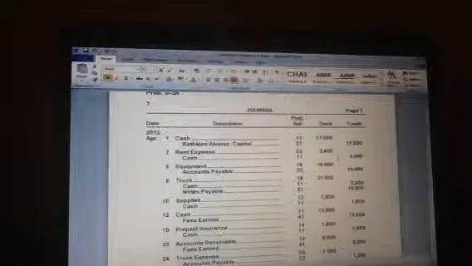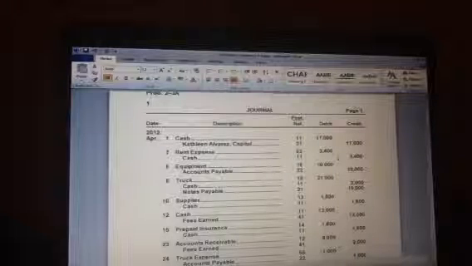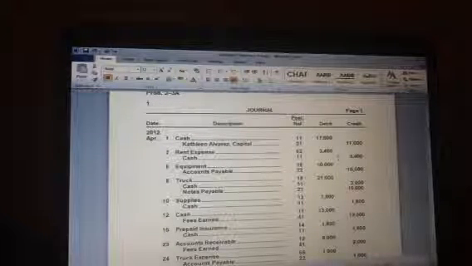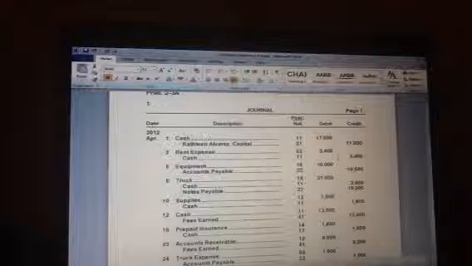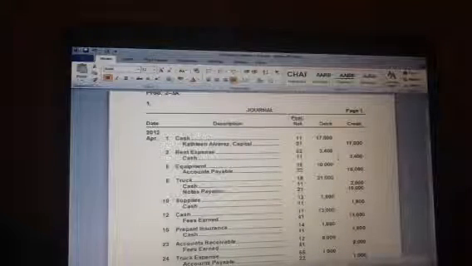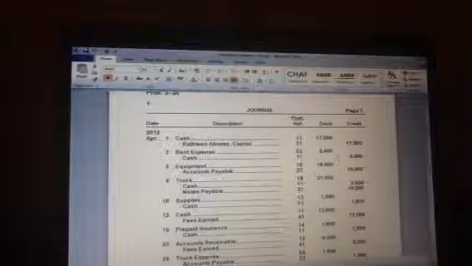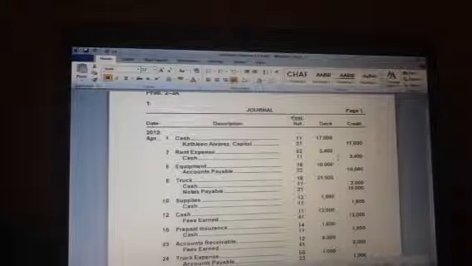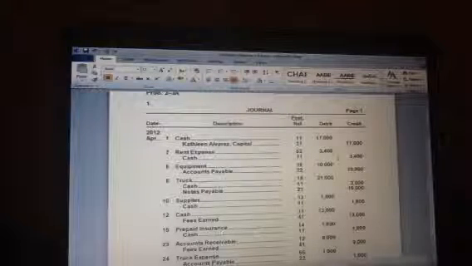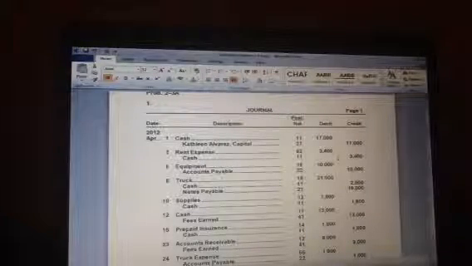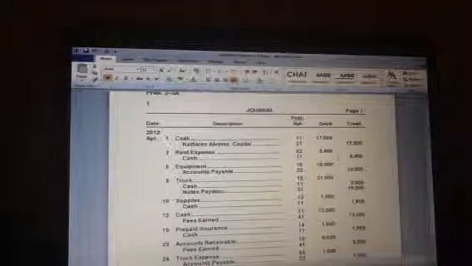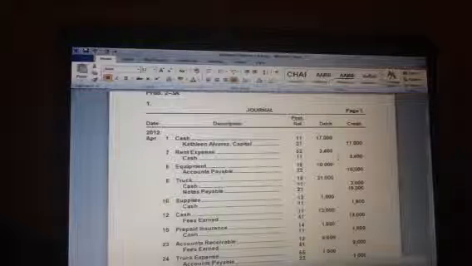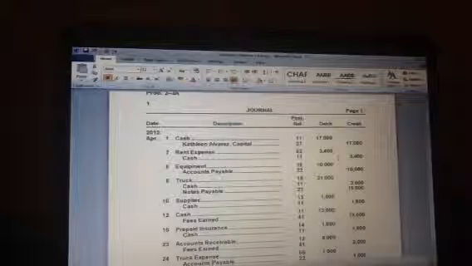On April 2nd, Kathleen paid the rent for the month, $3,400. Paying rent, you're going to debit rent expense for $3,400 because you increase expense accounts with a debit, and we paid it, so we're going to credit cash for $3,400. On April 6th, we purchased office equipment on account, $10,000. Debit the equipment because it increased by $10,000, and credit accounts payable $10,000.